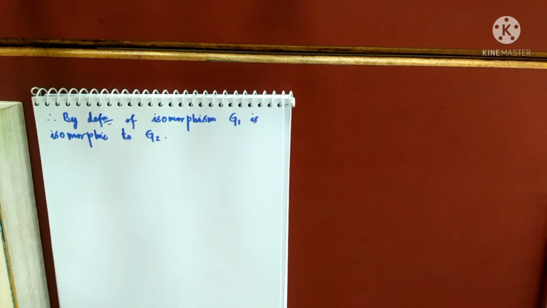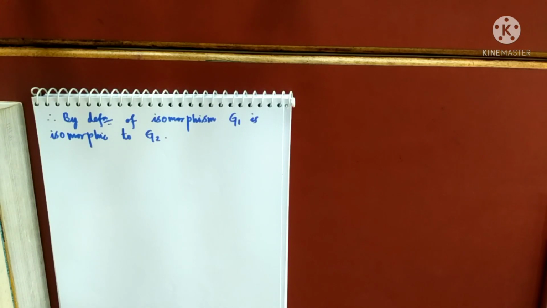G1 and G2 are isomorphic. That means they are the same graph but represented differently. And similarly, if G1 is isomorphic to G2 and G2 is isomorphic to G3, then G1 will be isomorphic to G3. This is again very easy. You can take help from the composition of functions and construct a bijective map from G1 to G3 satisfying those conditions.